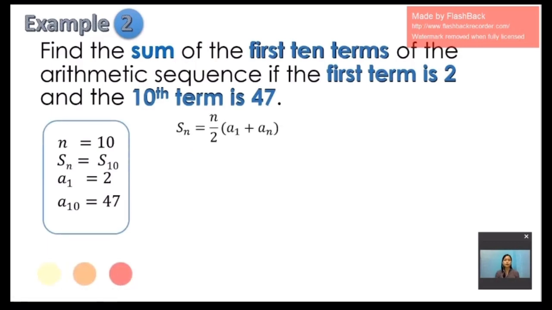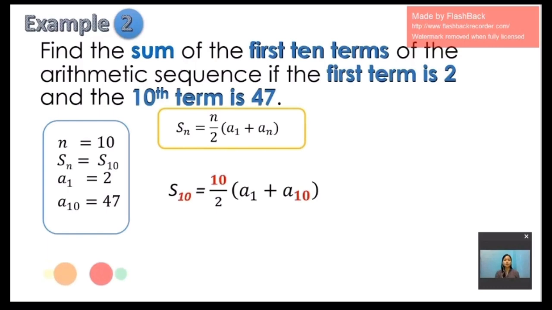To solve this problem, we have this formula again: S sub n is equal to n over 2 times the quantity of a sub 1 plus a sub n. Substituting the values, we have S sub 10 is equal to 10 divided by 2 times the quantity of a sub 1 plus a sub 10. Then 10 divided by 2 is 5, times the quantity of the first term, 2, plus the last term, or the 10th term, 47. Simplifying further, we have 5 times 2 plus 47, which is 49.